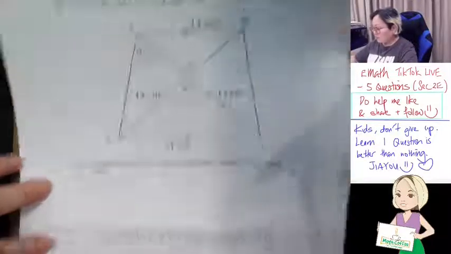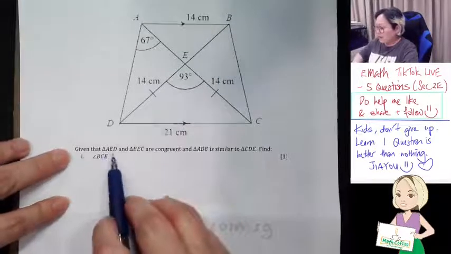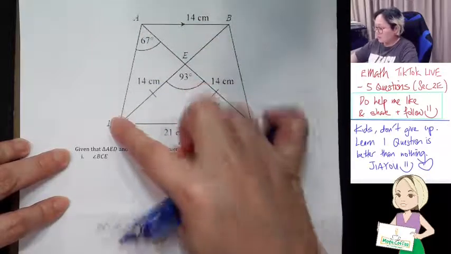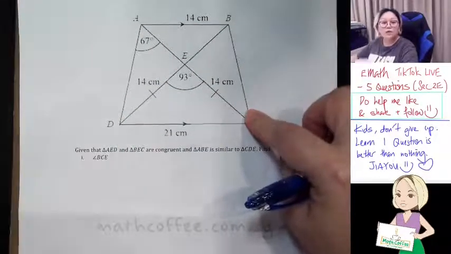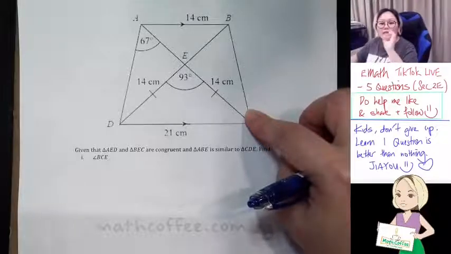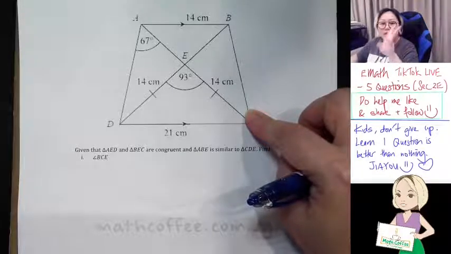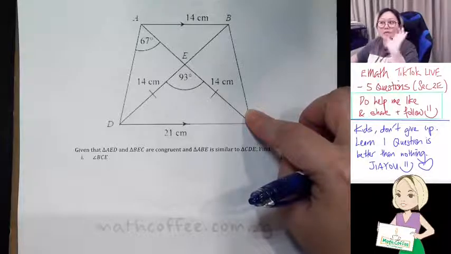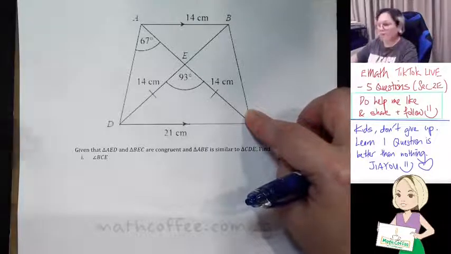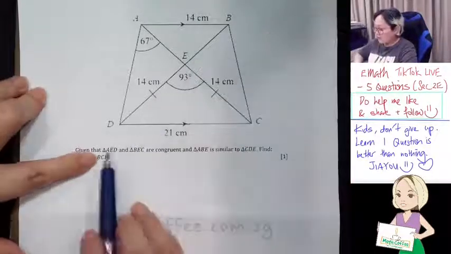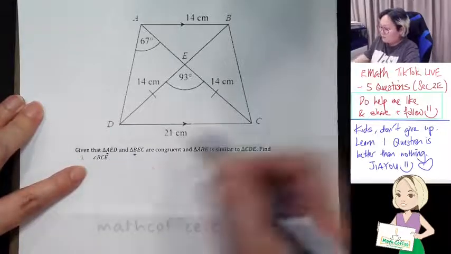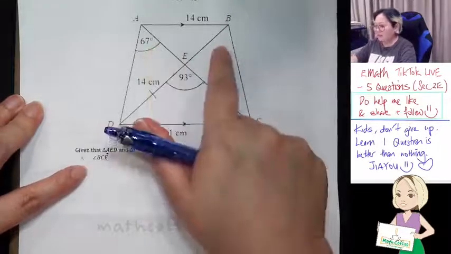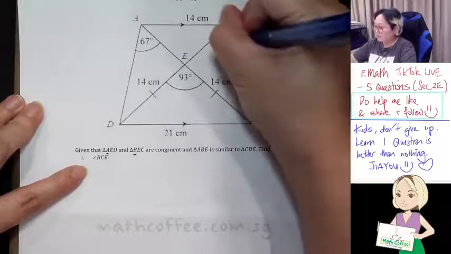Okay, let's move on. So now they tell me that triangle AED is congruent with BEC. Okay? So kids, you need to know that congruent means exactly the same. Exactly the same. Same angle, same sides. So they are trying to tell me that, look at my alphabet, angle A is the same as angle B. So I know that B here is 67 degrees.